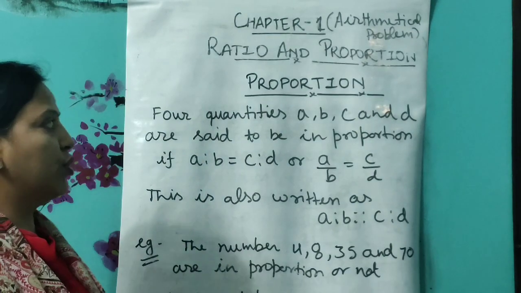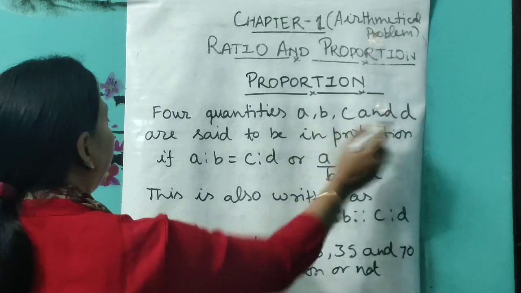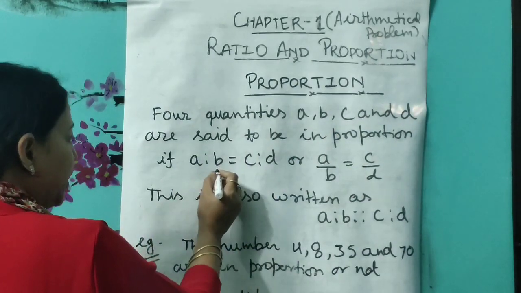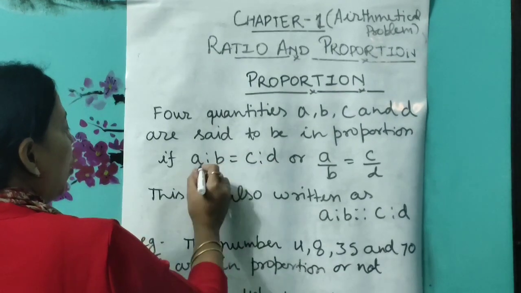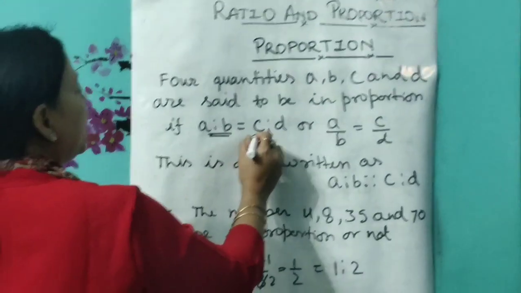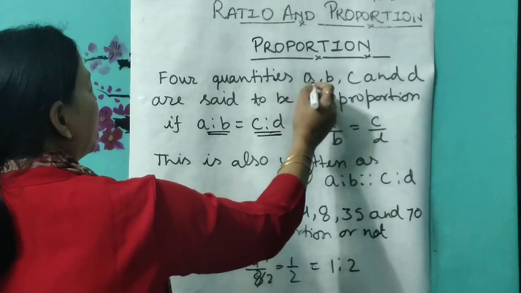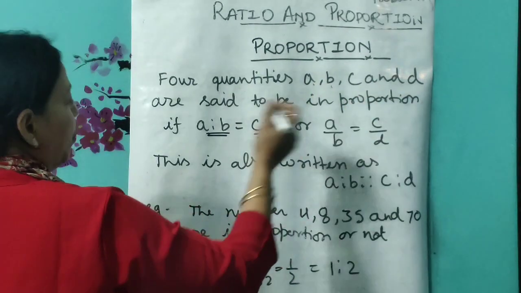So what is proportion? Four quantities A, B, C and D are said to be in proportion if A is to B is equal to C is to D. That is, the ratio of A and B is equal to the ratio of C and D. Then the quantities A, B, C and D are said to be in proportion.